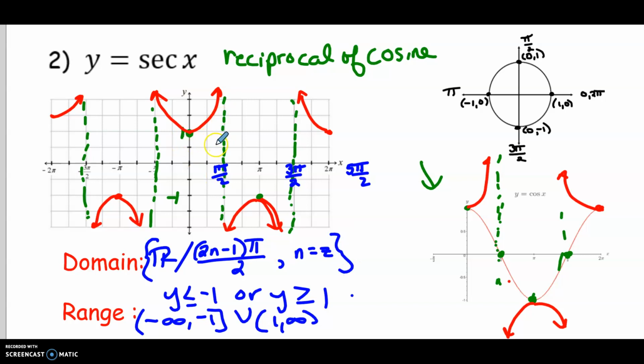Again, what are you responsible for knowing? Where those vertical asymptotes occur, okay? What the graph looks like, very, very similar to cosecant, except it's just shifted, and knowing your domain and your range.